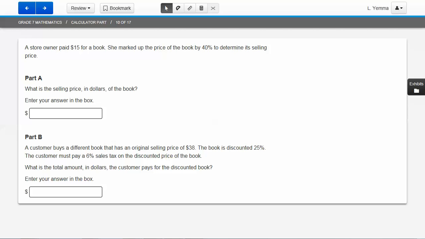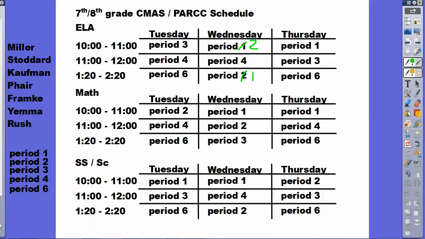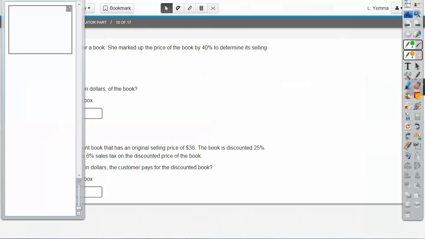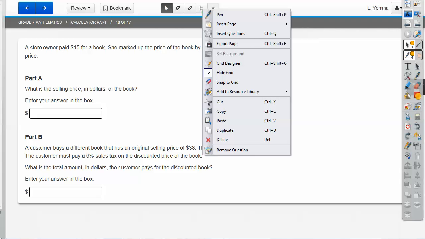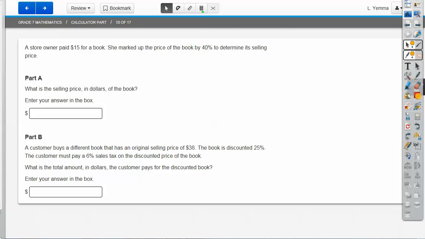All right, so what is the selling price in dollars? And this is a calculator question. So the first thing I'm going to do is pull up my calculator really quickly, and it's just easier to do this on the calculator. Okay, so since that's not coming up.